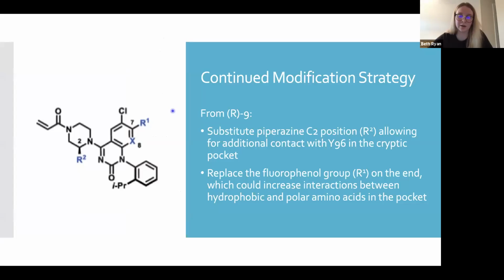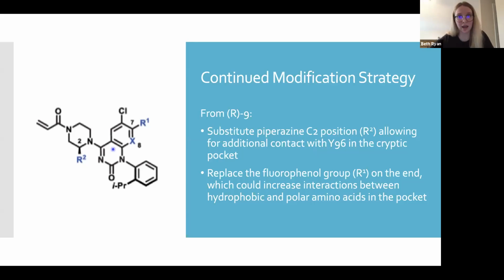So this is their strategy. From R9, which is this one, they decided to substitute this piperazine C2 position, which is R2 down here, in this wedged form, so in this certain stereochemistry. And that will allow additional contact with tyrosine 96 in the cryptic pocket.